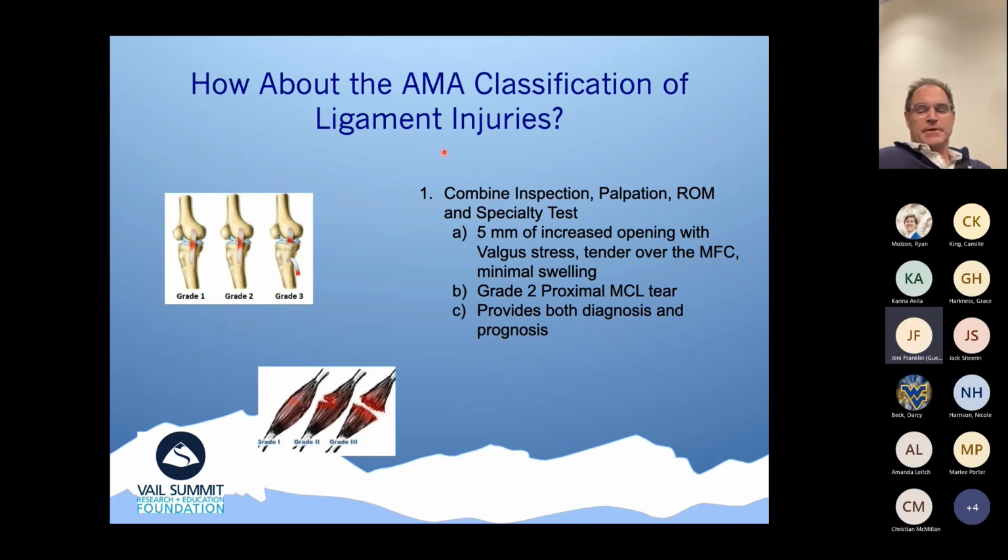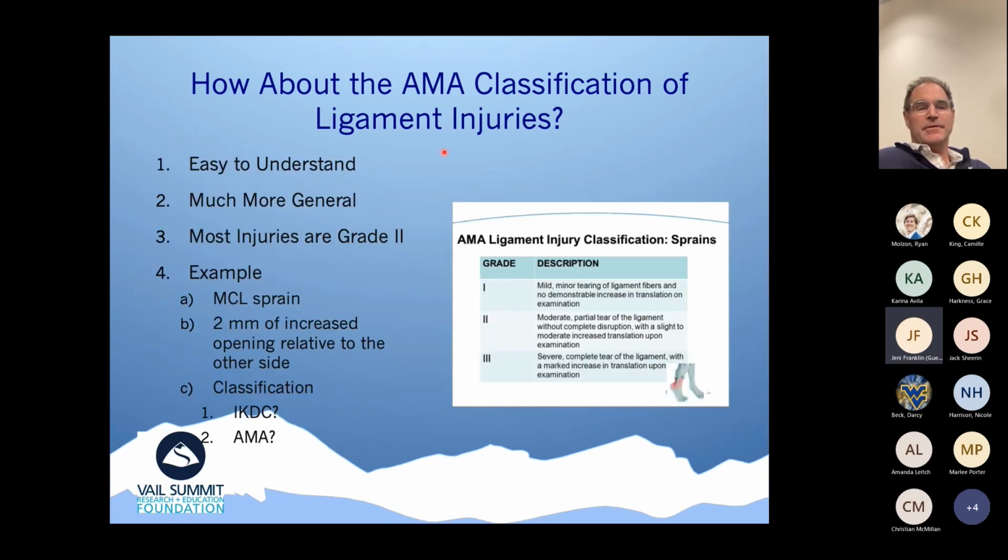The distal MCL tears tend not to, and so that's when you need an MRI, based on whether they're tender, with otherwise the exact same physical exam finding, and they're both grade 2 injuries. Does that make sense? So it's easy to understand. It's much more general. Most injuries are grade 2. Example, MCL sprain, just like we talked about.